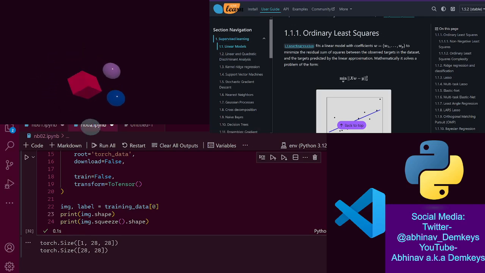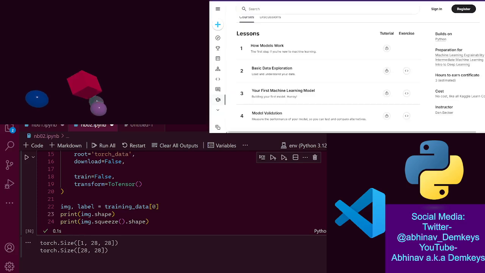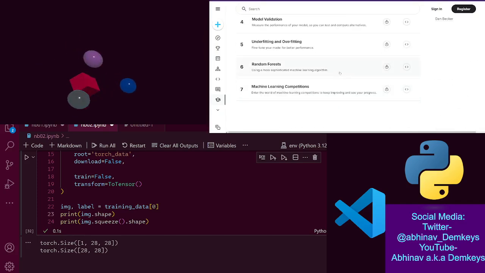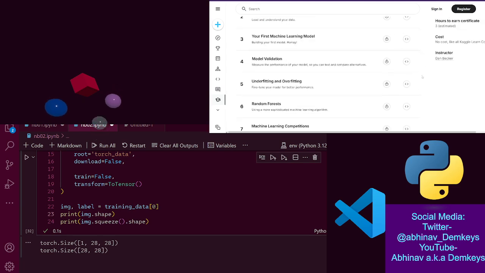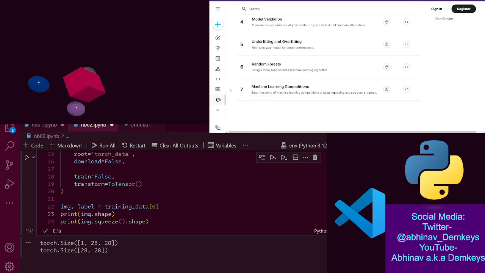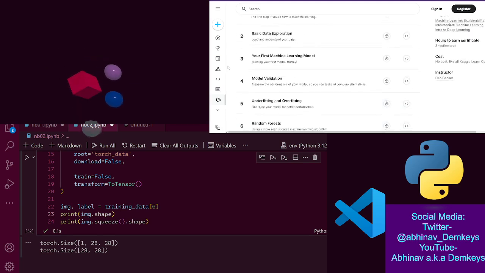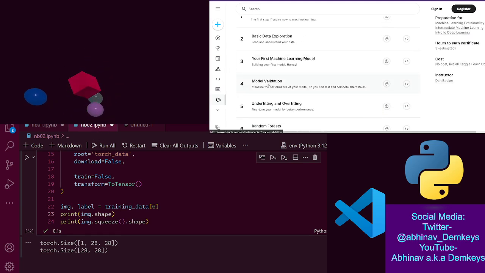At some point, like I mentioned earlier, I do want to finish these sections, because there was something important here. Oh, random forests. I need to look at that as well. Wait, hold on. They also cover machine learning competitions here. I forgot about that. Model validation. That is something that I need to learn, because I know like nothing about doing that.